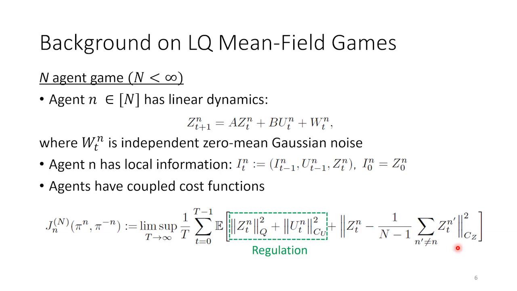So the first two components are regulation components, and they are very similar to an LQR function. If we just had these components, this would just be N LQR problems. The first component means that you want the state of the agent to be small, and basically don't want the state of the agent to blow up. And the second component means that you also do not want the control effort of the agent to blow up. We call these regulation components. And the third component we call a consensus component, and that's how we get a game instead of a linear quadratic regulation problem. Basically, this is how the agents are coupled together.